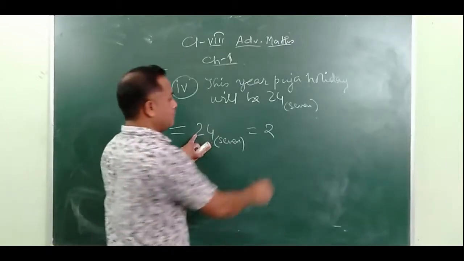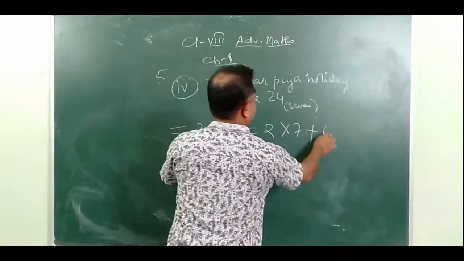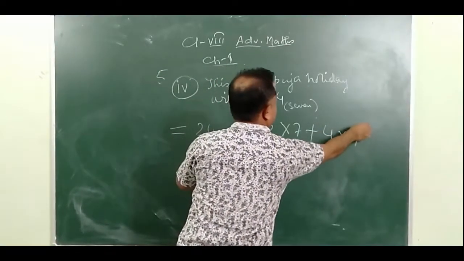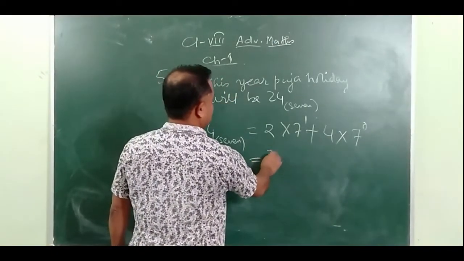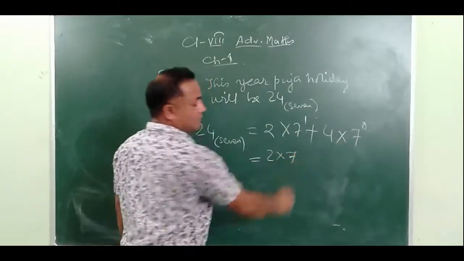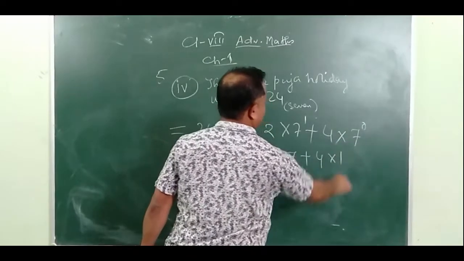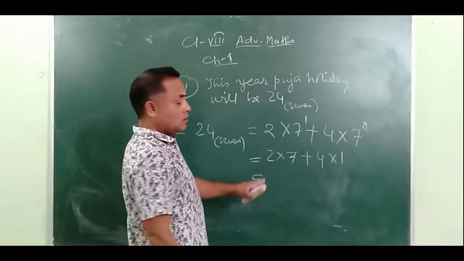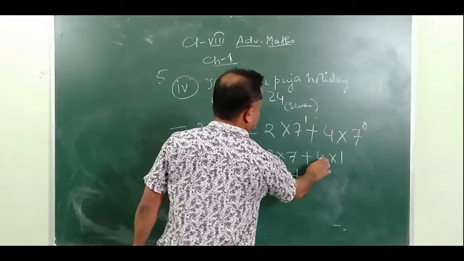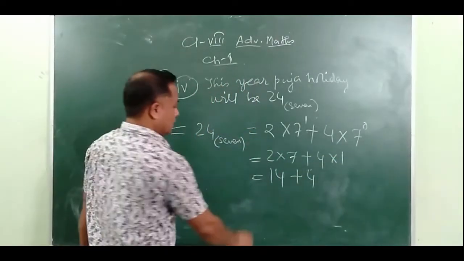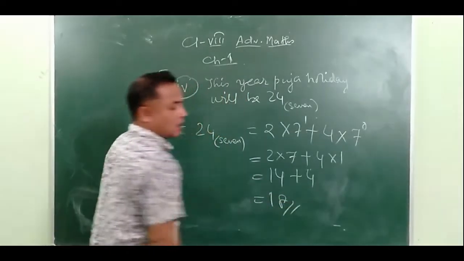2 into base 7 plus this 4 into base 7, and the powers will go on increasing. That is 2 into 7 to the power 1 is 7 plus 4 into 7 to the power 0 is 1. So 7 into 2 is 14 plus 4 into 1 is 4. Next we will go on adding, that is 18.